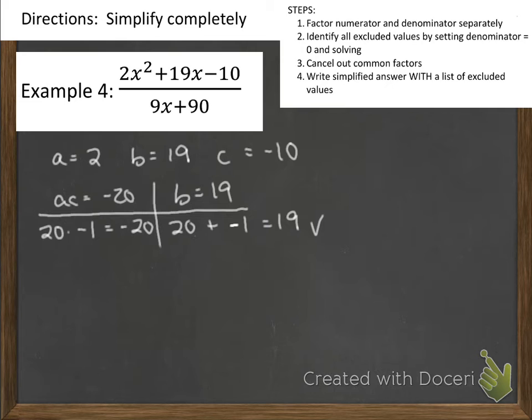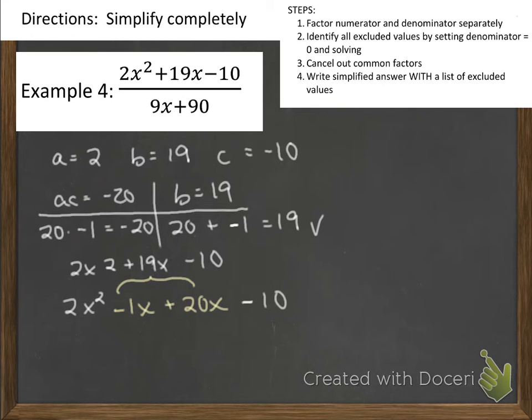Now remember, when A is not 1, we can't use that shortcut method like we did in a previous problem. So what does that mean? Well, that means we have to use the long method, which is factoring by grouping. So we have 2x squared plus 19x minus 10. Then we rewrite 19x as the sum of plus 20. Well, let's write the subtraction first. That'll make it easier. So let's do minus 1x and plus 20x. Then we'll bring down 2x squared and minus 10.